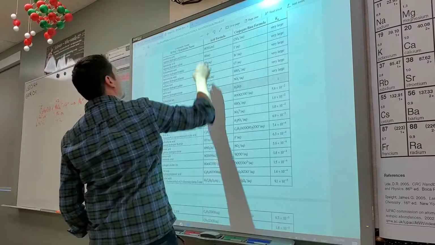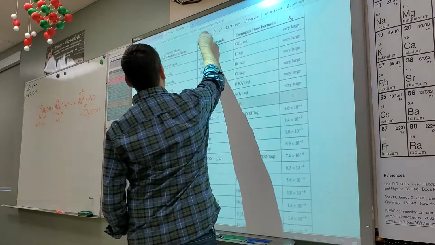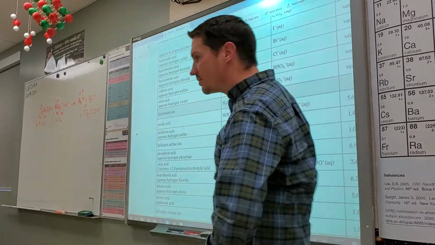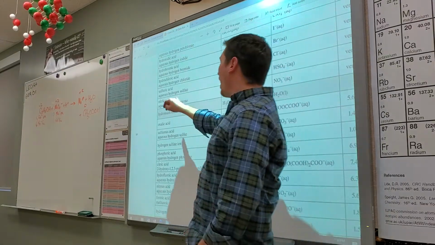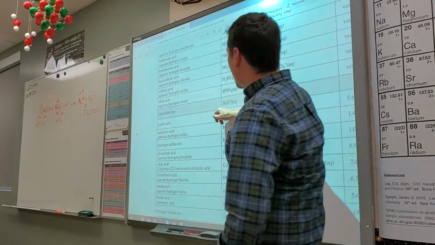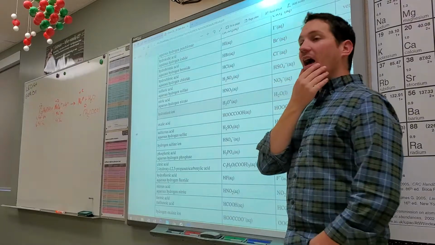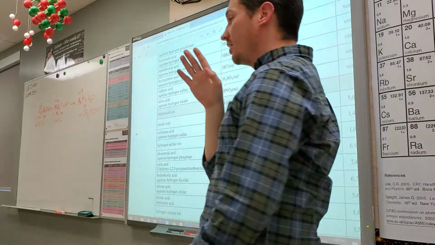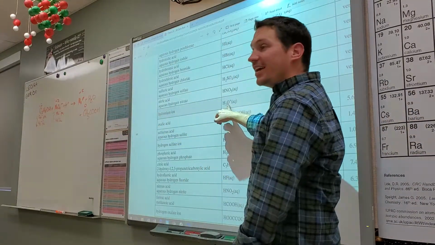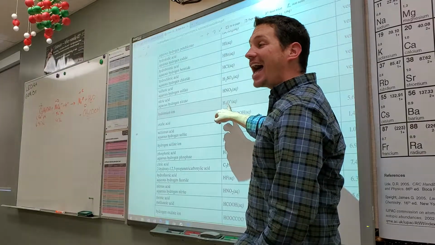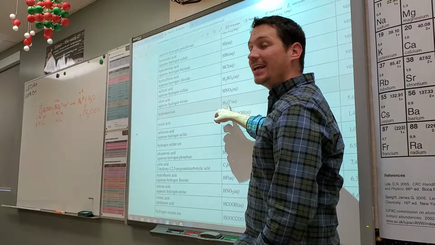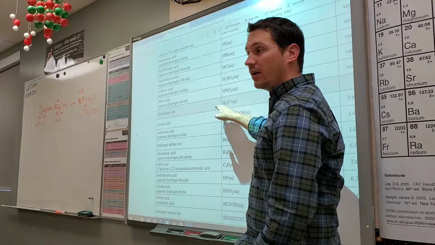So look for it's the shaded one, right? So hydronium is H3O plus. Now, I want to be very clear. Hydronium is the strongest acid that can possibly exist in water.